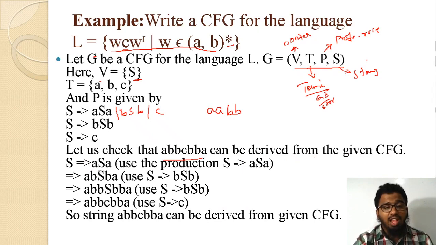So first, S goes to ASA. First it is taken as ASA, using the production rule, this one. Next, for A, B, you can take the tree, like S goes to ASB like this, or you can solve directly like this.